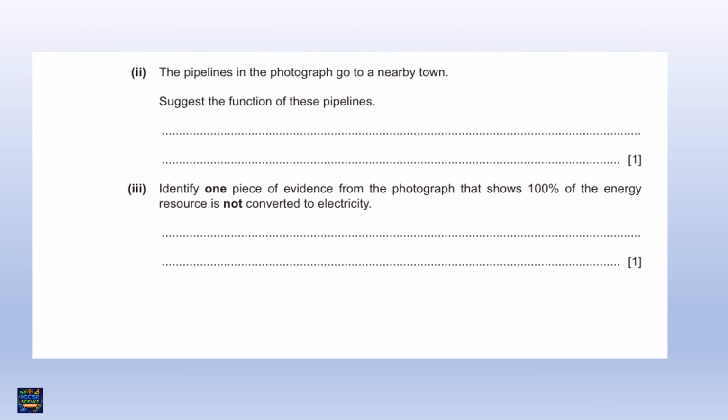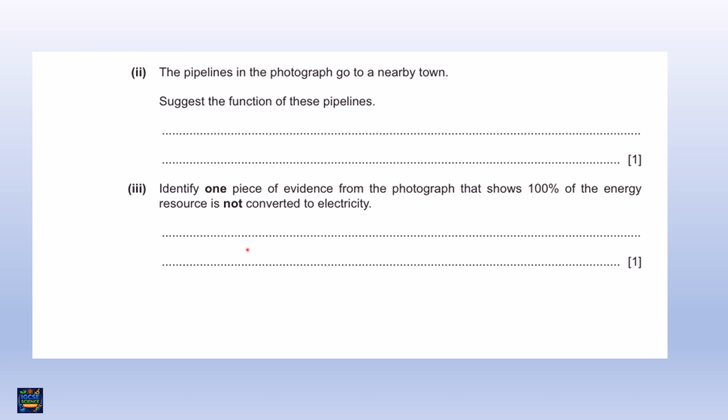So here is the part B. The pipeline in the photograph goes to a nearby town. Suggest the function of these pipelines. After observing the diagram where the pipeline is mentioned, you need to write only the function of the pipelines. No need to explain, no need to write any extra material from the diagram. Just write the function of the pipelines because it carries only 1 mark.